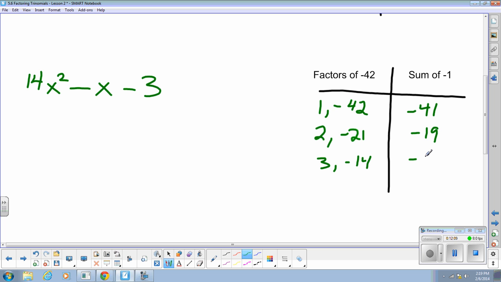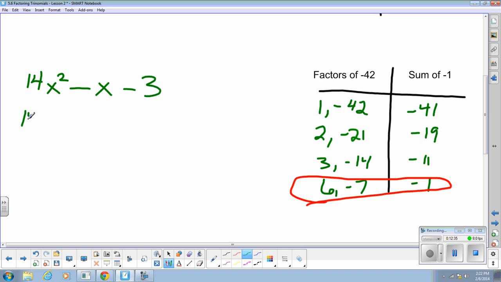This is negative 11. 4 is not a factor of it. 5 is not a factor, but 6 is. 6 and negative 7. Now, I think many of you probably thought right away that's what that was, and that is correct. So now that I've found the two factors that I need, the 6 and negative 7, that gave me the sum of negative 1. So that's the pair I'm after right here. I'm going to go over here and start my work.